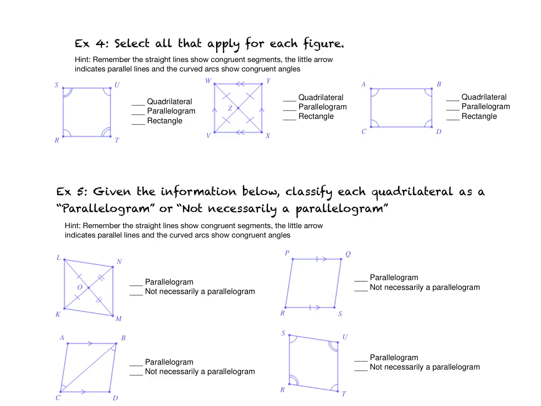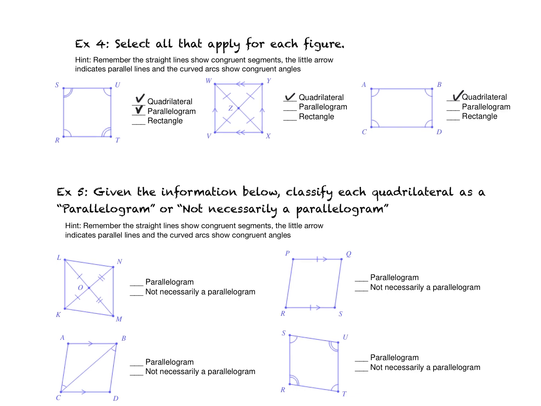So now what we're going to do is use all of that information to answer these types of questions that we will see in ALEKS, okay? So in example number 4, we're going to select all that apply for each figure. First of all, in order for something to be a quadrilateral, it just has to have 4 sides. So right off the bat, I can say that all of these are quadrilaterals because they all have 4 sides. Then there's determining whether something is a parallelogram or not. Again, using the information that we just had, if it shows that opposite angles are congruent, just like the first example shows, then this must be a parallelogram.